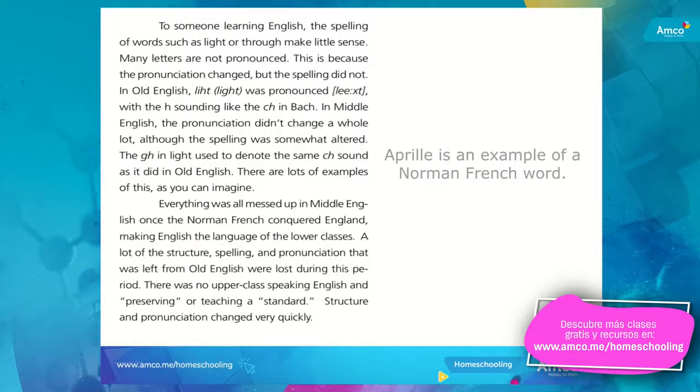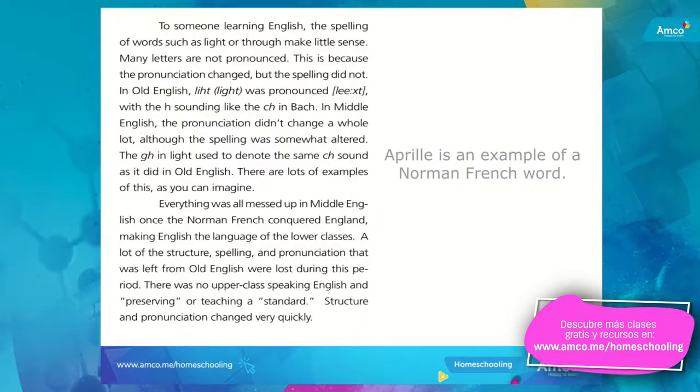They spoke Old French. A lot of the structure, spelling, and pronunciation that was left from Old English were lost during this period. There was no upper class speaking English, and preserving or teaching a standard, structure and pronunciation changed very quickly. So here we can see a little bit about the French influence. For example, April is an example of a Norman French word. And what do you guys think it means in English? It sounds very similar to April, the month, right?